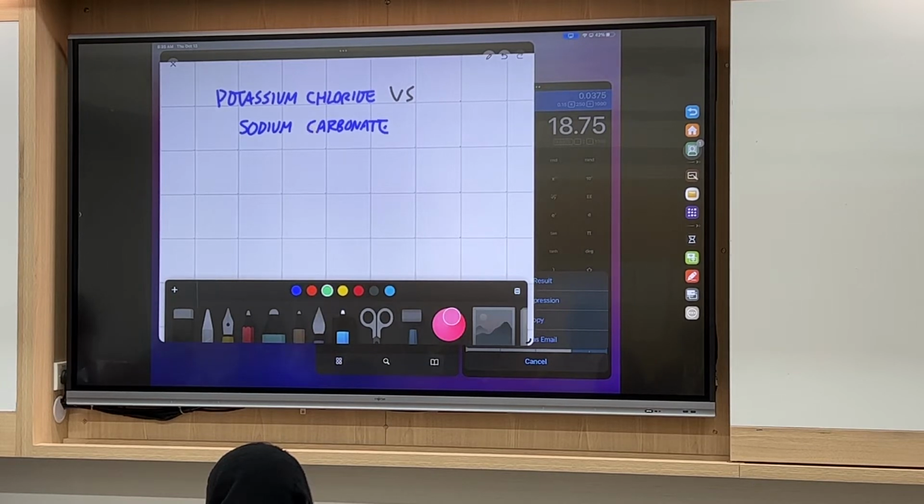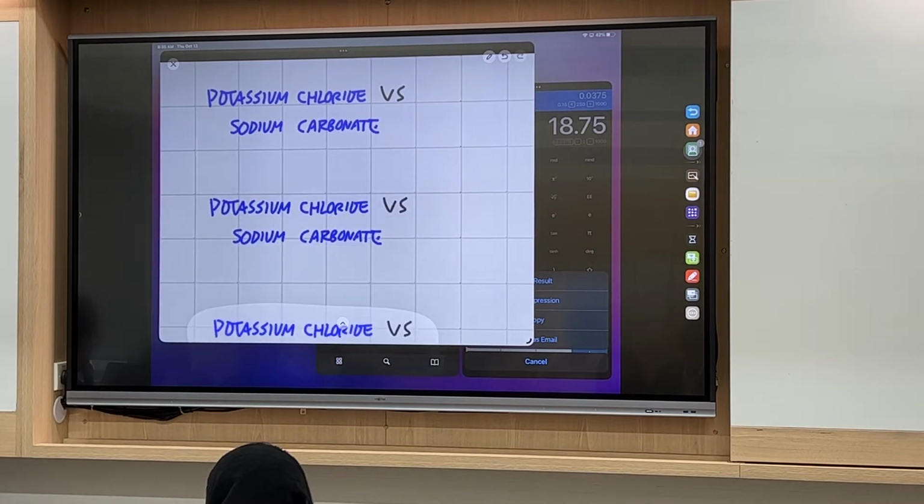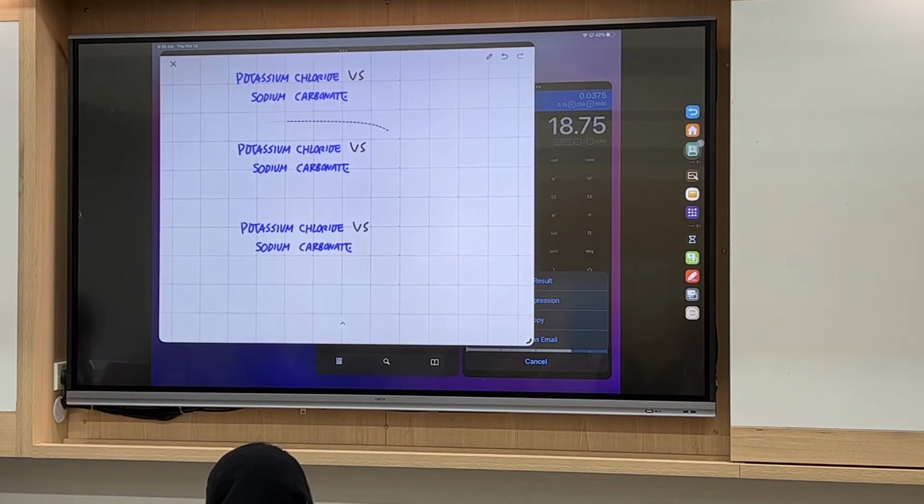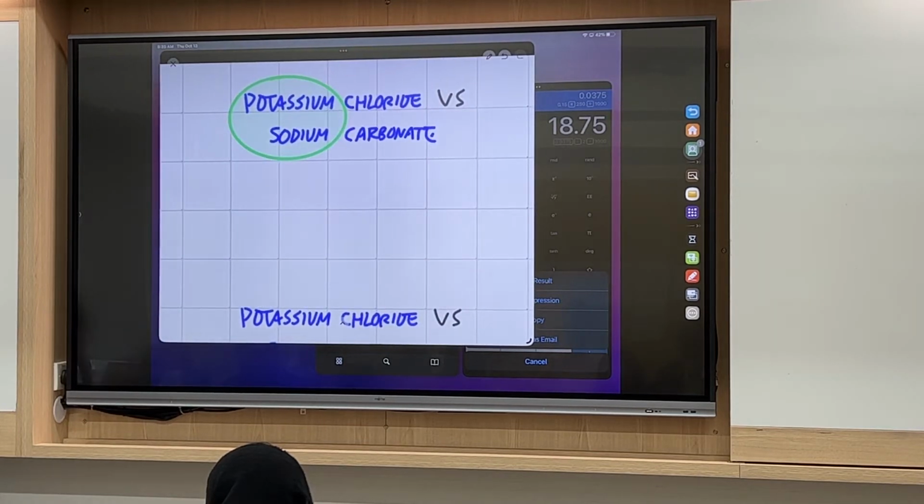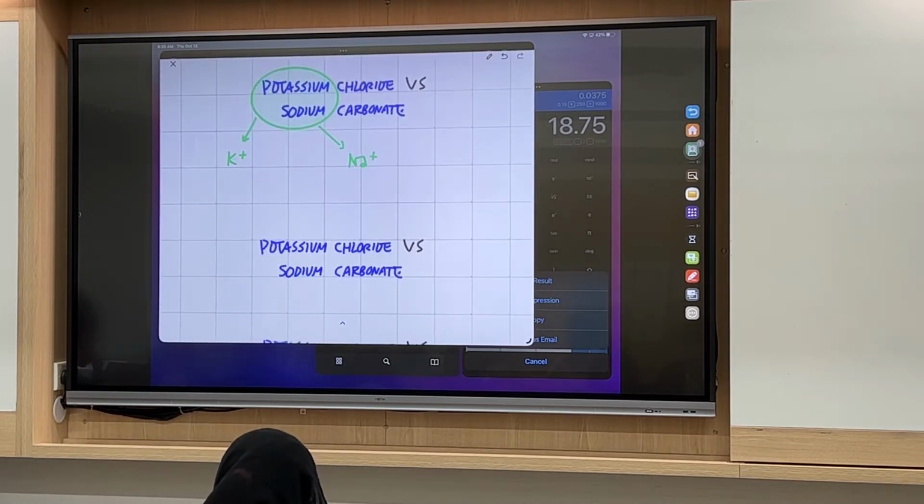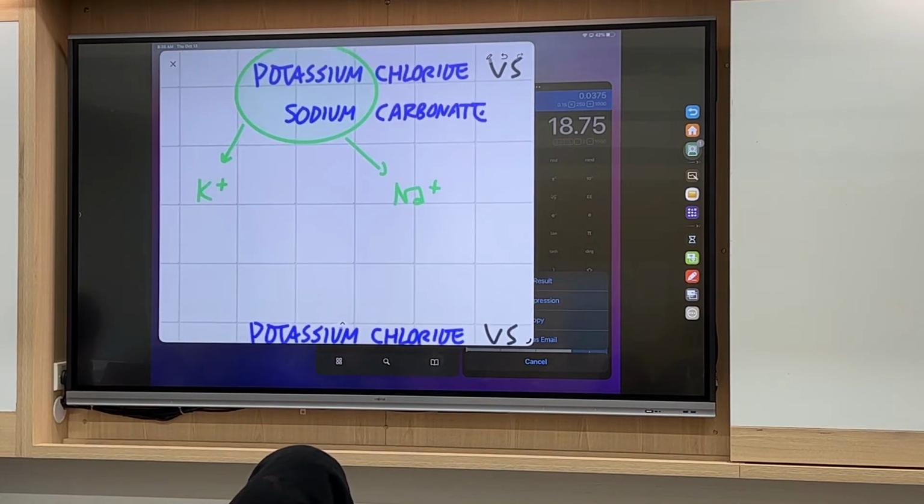For example, we can look at the positive ion here. So I'll copy this 3 times. In the first comparison here, we can focus on just the positive ion. So one has K plus in it, the other has Na plus. How would these two ions fare in the flame test? What color do they give in the flame for potassium and sodium ion? Lilac and yellow. Yeah, golden yellow. Yeah, calcium will be bright red. So it's going to mix up Ca with Na plus.